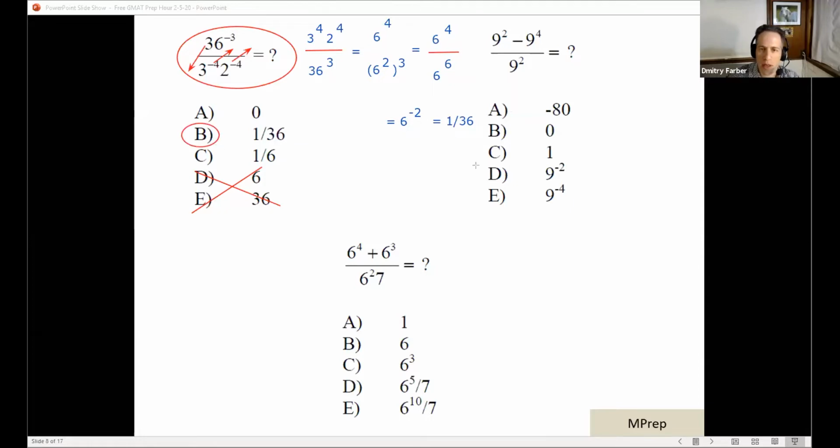Similarly, on the next one, we should be able to predict a little bit what kind of answer we want. Because notice what we have on the top. If I have 9 squared minus 9 to the fourth, I might not know offhand what that is. It's kind of a funky answer. But what do I know about it? What do I know about 9 squared minus 9 to the fourth? I'll let you pull this in when you're ready. What do I know about 9 squared minus 9 to the fourth?